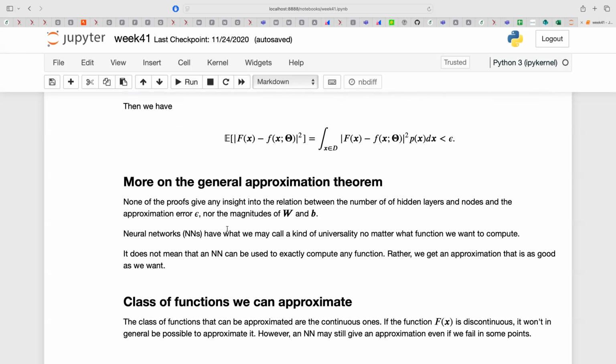So that means that it's left for us practitioners to play around with the number of nodes, number of layers, activation functions, etc., to see what kind of error we will accept.